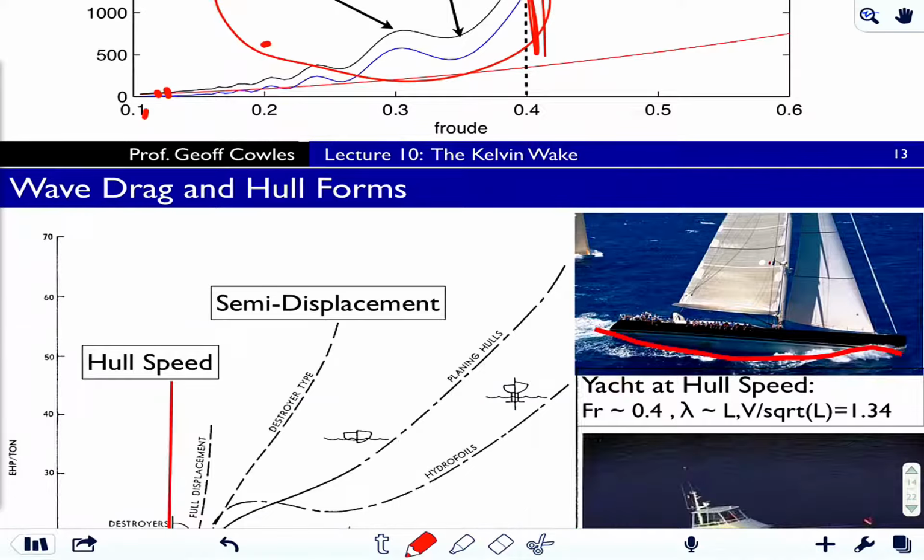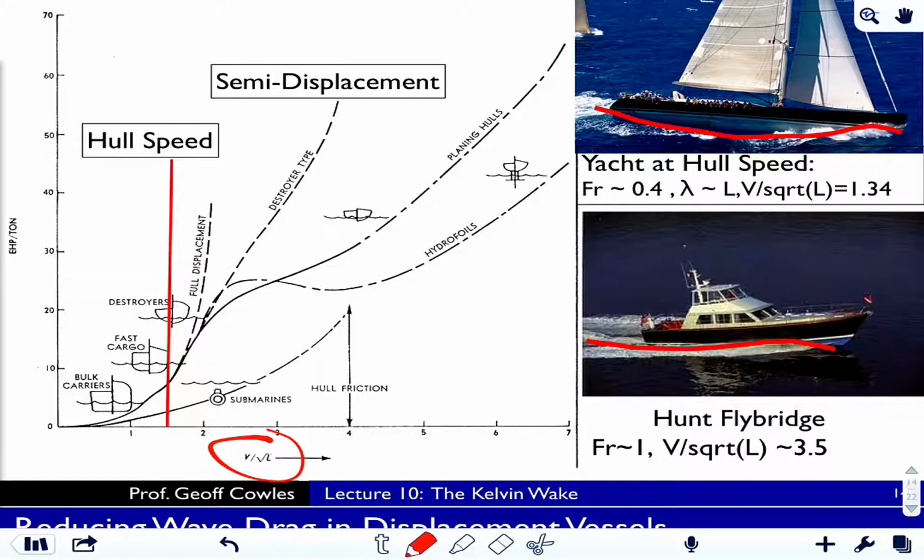So you have a hull speed here. This is in more common naval architecture lingo, speed to length ratios. And I have some examples of these. Here's a yacht at hull speed. Length overall is a little bit longer than L. And you're about 1.34 for your speed to length ratio.